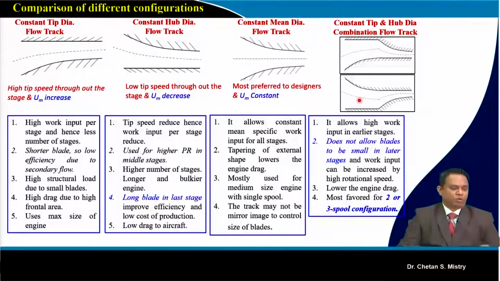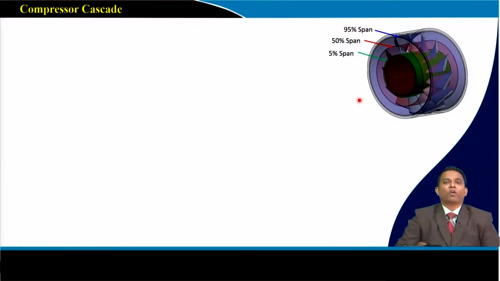Now let's move towards what exactly we are looking for, which is called the compressor cascade. Cascade needs to be understood thoroughly. What exactly is the meaning of cascade? Suppose I consider this as my rotor, and we know that throughout my span this rotor comprises a number of aerofoils. Suppose I consider 5%, 50%, 95% of my span, all these aerofoils are of different kinds.